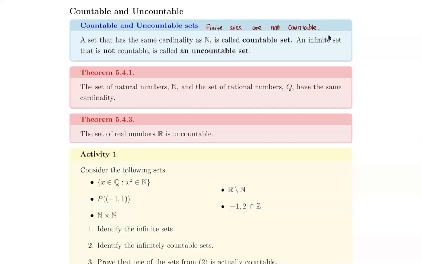For the sets that have the same cardinality as the natural numbers, we call them infinitely countable, and finite sets we just say they are finite.